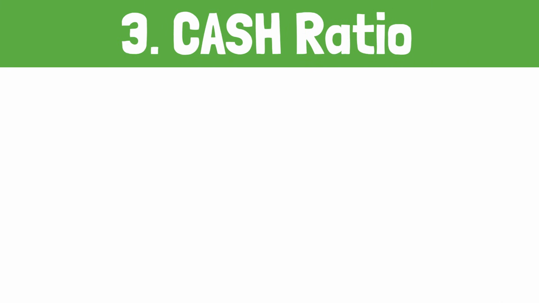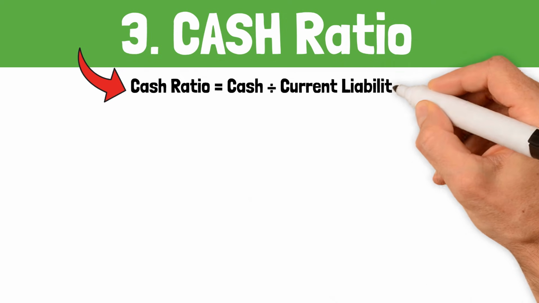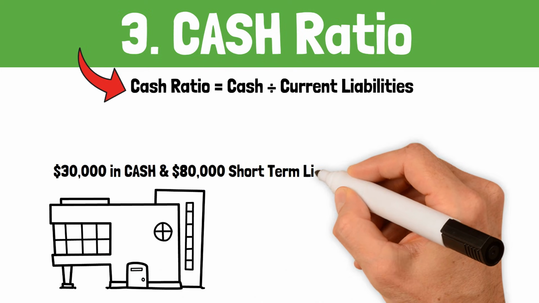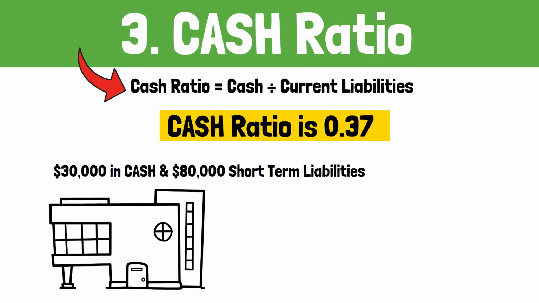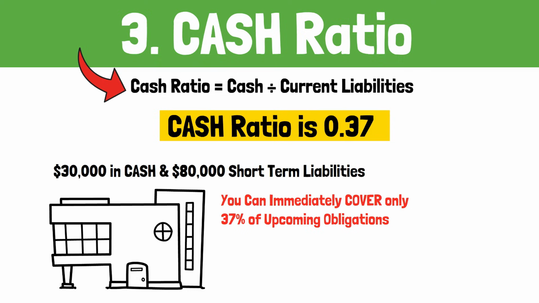Number 3. Cash ratio. The cash ratio is even more conservative. It only looks at cash divided by current liabilities. If you have $30,000 in cash and $80,000 in short-term liabilities, your cash ratio is 0.37. That means you can immediately cover only 37% of upcoming obligations.